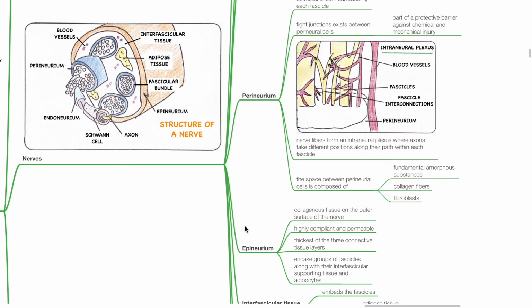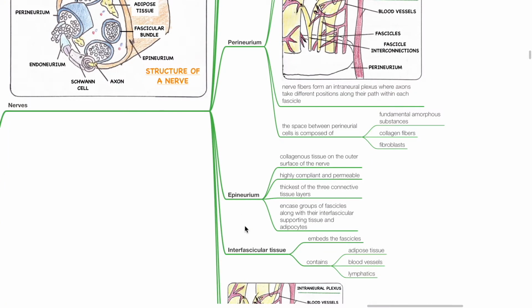The epineurium consists of collagenous tissue on the outer surface of the nerve. It is highly compliant and permeable. It is the thickest of the three connective tissue layers. The epineurium encases groups of fascicles along with their interfascicular supporting tissue and adipocytes. Interfascicular tissue embeds the fascicles and contains adipose tissue, blood vessels, and lymphatics.